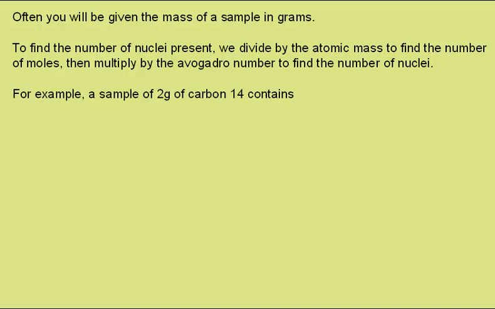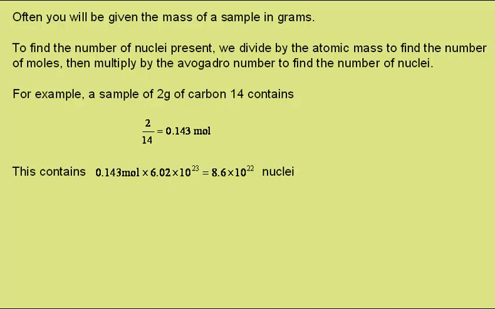For example, a sample of 2 grams of carbon-14 contains 2/14ths, which is 0.143 moles. 14 grams would contain 1 mole. This then contains 0.143 moles times 6.02 times 10 to the 23, Avogadro's number, the number of nuclei in a mole. This gives 8.6 times 10 to the 22 nuclei.